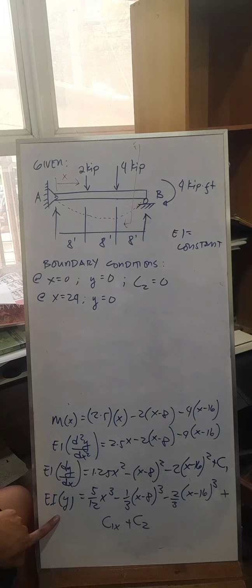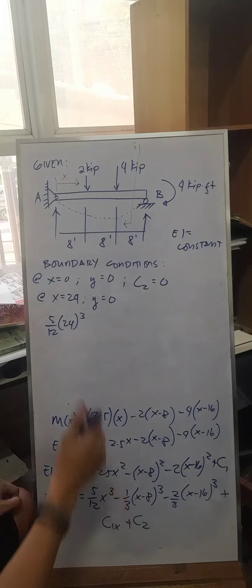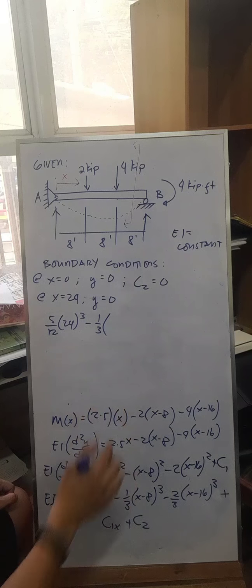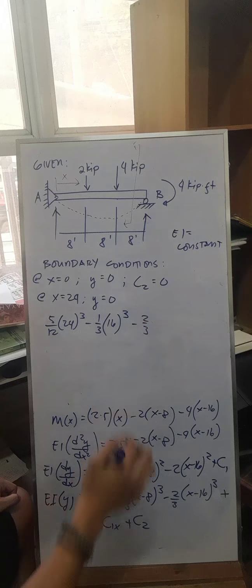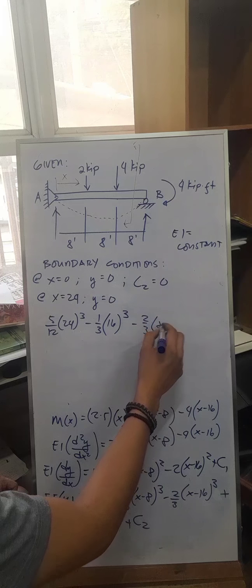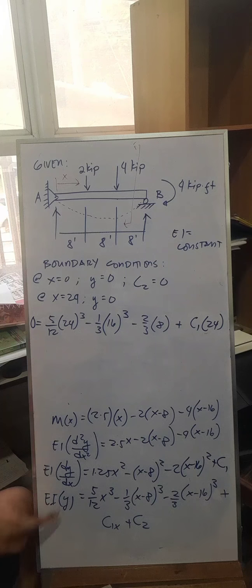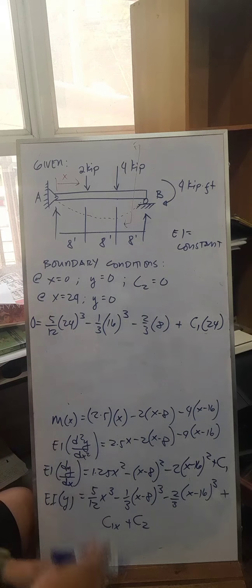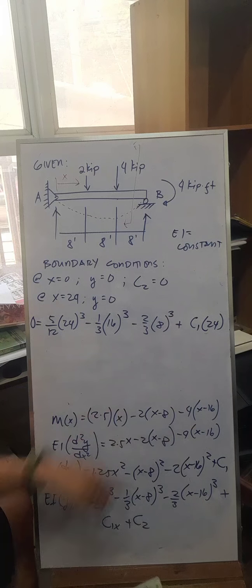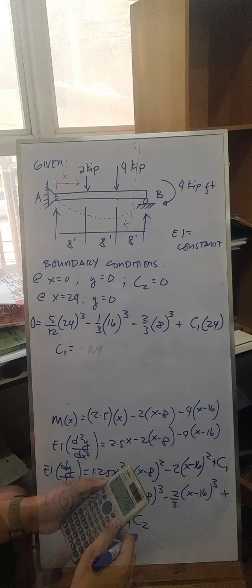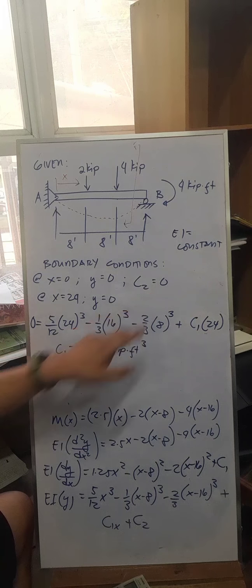So this becomes 0, and then you have 5 over 12 times 24 cubed, minus 1/3 times 24 minus 8, that's 16 cubed, and then minus 2/3 times 24 minus 16, that's 8 cubed, plus C1 times 24, all equal to 0, since EI times y equals 0. So you just have to evaluate this. By the way, they should be cubed. So we'll have C1 equals the value, with units of feet cubed.